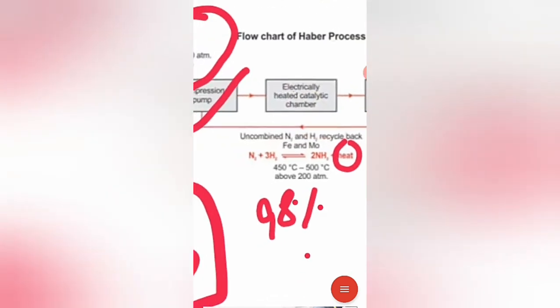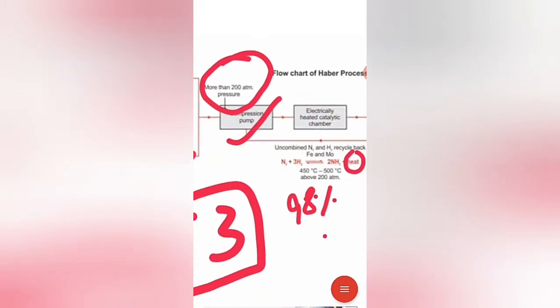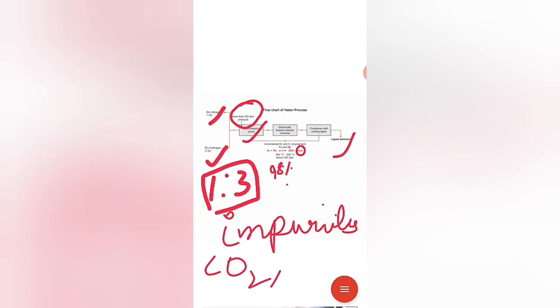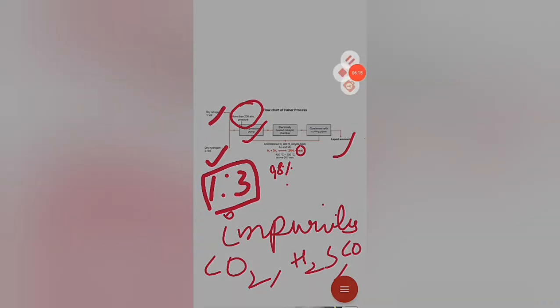Now about the purification: this nitrogen and hydrogen are not highly purified. They contain impurities like carbon dioxide, carbon monoxide, and traces of sulfur compounds, which poison the catalyst. So the removal of these catalytic poisons from the nitrogen and hydrogen is very important, otherwise we will not be able to get a result. So the impurities are CO2, H2S, and carbon monoxide, CO.